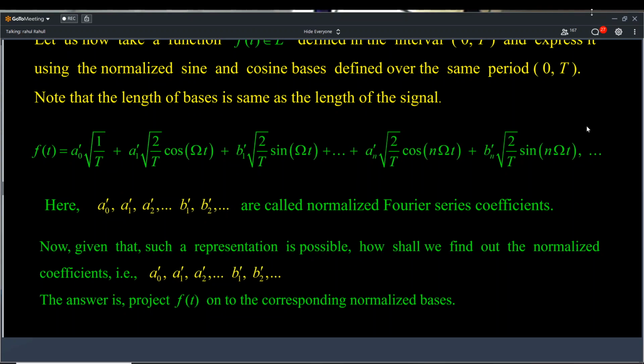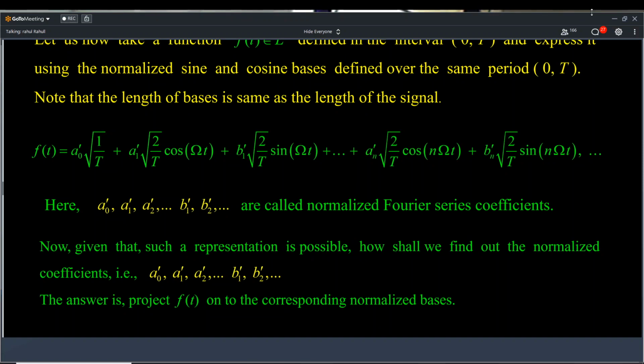So now this is the Fourier series representation by using normalized basis. And now I want to find out the values of a0 dash, a1 dash, a2 dash, b1 dash, b2 dash, bn dash. This is the normalized Fourier series coefficient.